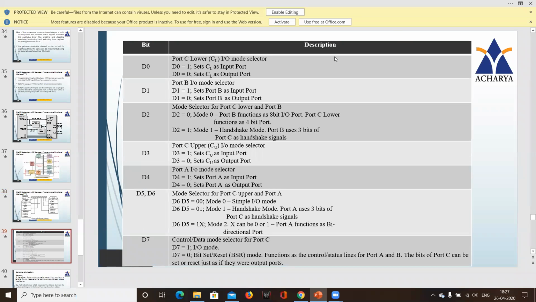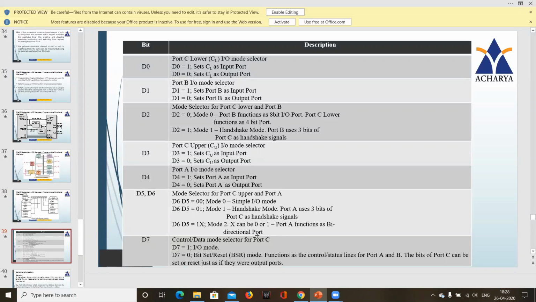Okay, now we will summarize the entire data sheet once again. You are seeing D0 to D7. So we will summarize from D7. D7 equals 1 means it is IO mode. If it is 0, it is bit set reset mode. Now D5 and D6, you have 4 combinations: 0, 0, 0, 1, 1, 0, 1, 1. So what is 0, 0? It is mode 0. What is 0, 1? It is mode 1. What is 1, 0? Mode 2. Mode 0 means simple IO mode. Mode 1 means handshaking signals, used for handshaking purpose. Mode 2 is mainly meant for bidirectional ports.